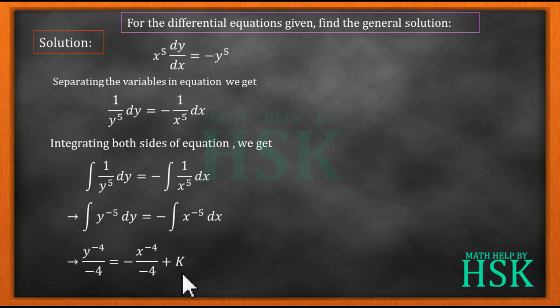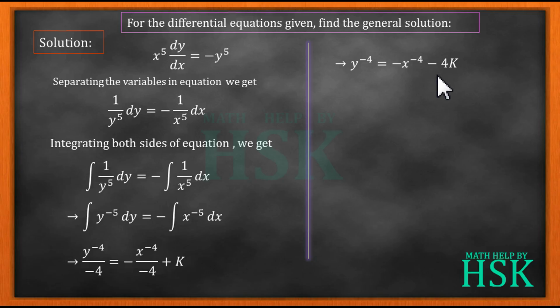Now if I cross multiply this minus 4 to the right hand side, this minus 4 is going to cancel, and the term of k is going to become minus 4k. So I am going to get the expression like this. So this equation is going to be like this.